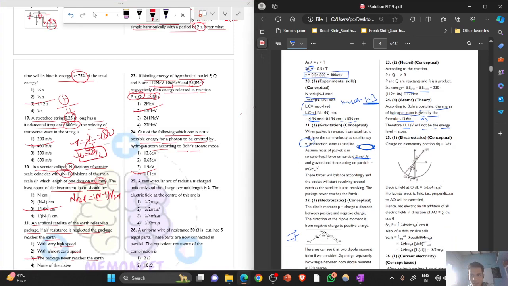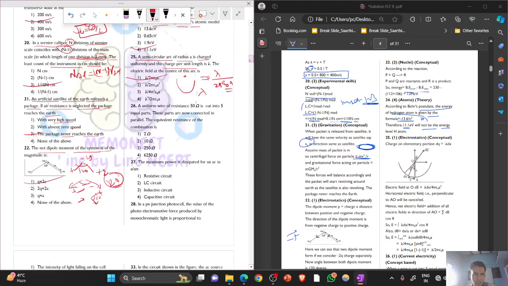Now moving ahead. A semicircular arc of radius a is uniformly charged with charge density lambda. The electric field at the center is a simple, very well-known formula: lambda by 2 pi epsilon naught a. That will be your answer. It's a simple theoretical question. You can also derive it out.